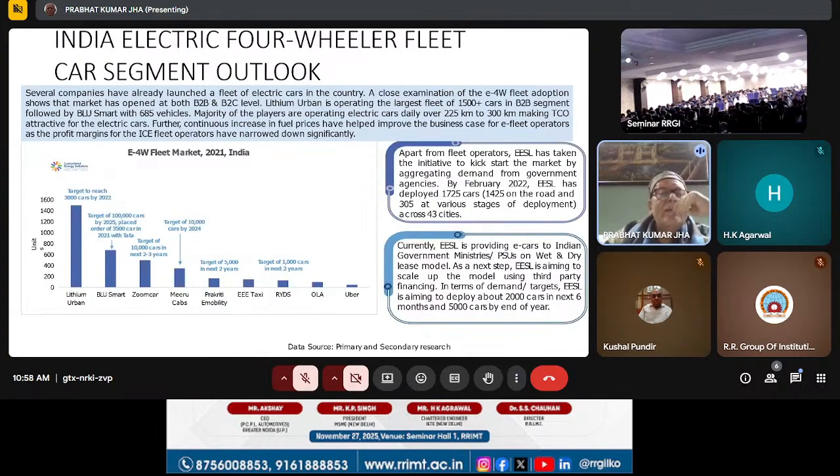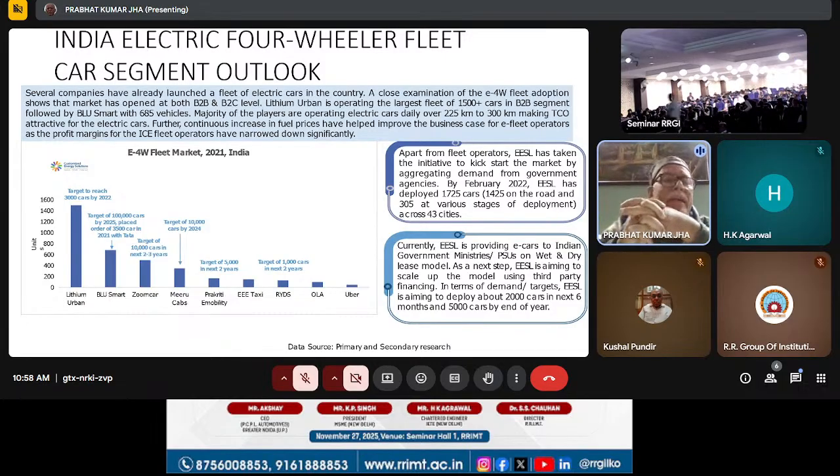So the latest data: the Indian electric four-wheeler fleet car segment outlook. You see here several companies have already launched a fleet of electric cars in the country. A close examination of four-wheeler fleet adoption shows that the market has opened at both business to business and business to customer level. So Lithium Urban is operating the largest fleet. Everybody, I think, knows B2B, B2C, and things like that.